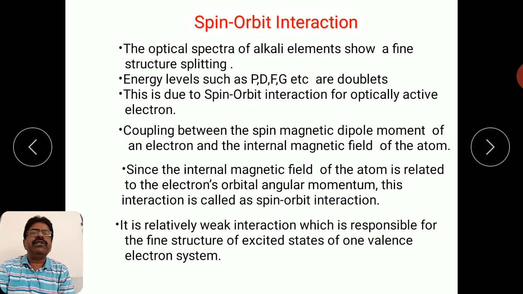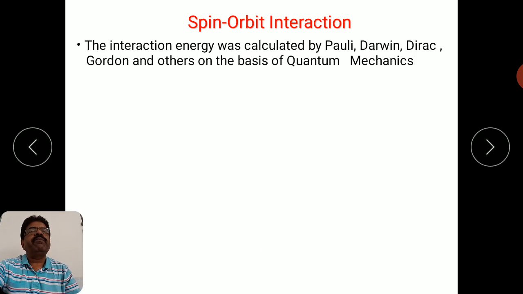Now this interaction, spin orbit interaction, is a relatively weak interaction, and this is responsible for the fine structure of the excited state of the one valence electron system. So as an example of a one valence electron system, the alkali element we are going to discuss is sodium. So we are going to study the spectra of sodium. Whatever fine structure is observed in the spectra of alkali elements is due to this weak interaction, spin orbit interaction.